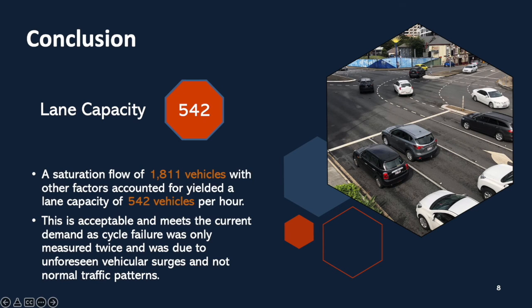In conclusion, a saturated flow of 1,811 vehicles with other factors accounted for yielded around 542 vehicles per hour. This is an acceptable amount and meets the current demand, as cycle failure was only measured twice, and that was in cycle 2 and 3. And we think that was due to unforeseen vehicular surges and not because of normal traffic patterns.